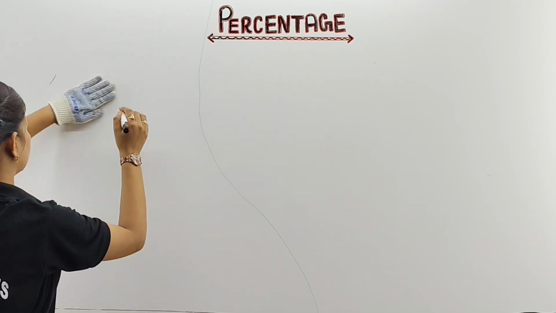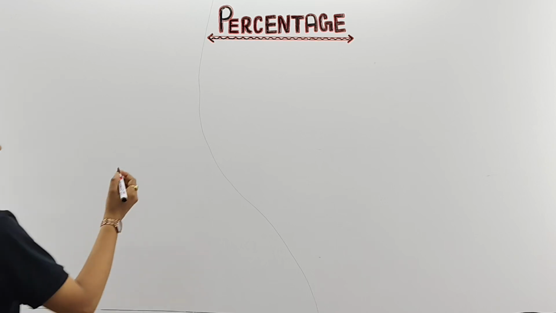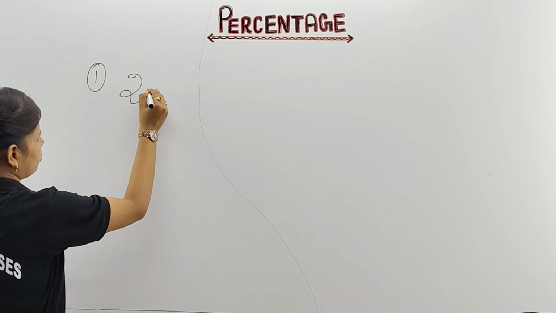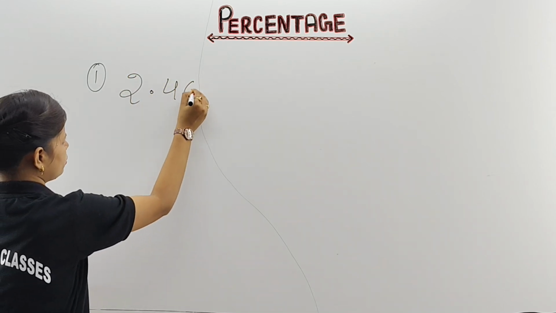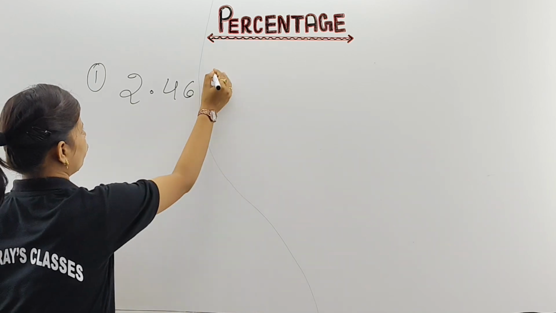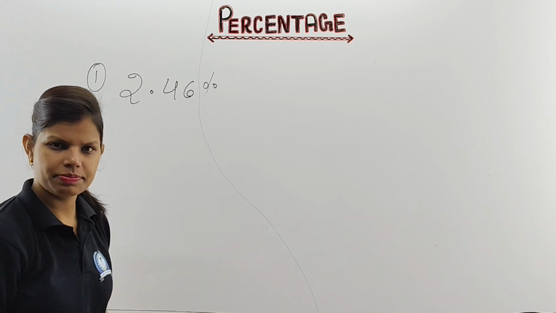Your question is, if your question is given in this form, first 2.46, clear, 2.46%. I hope you understand the previous concepts.